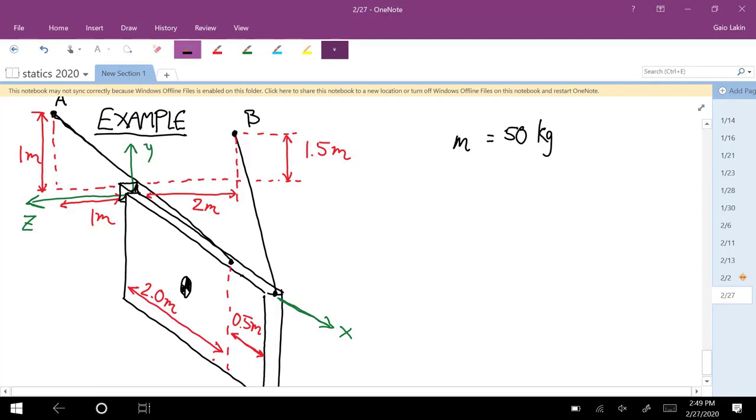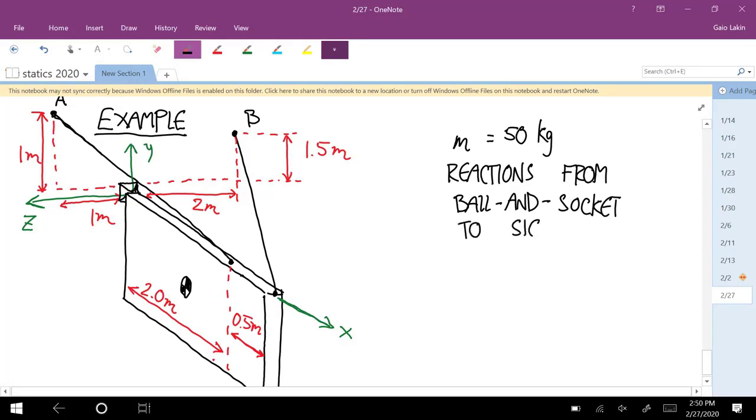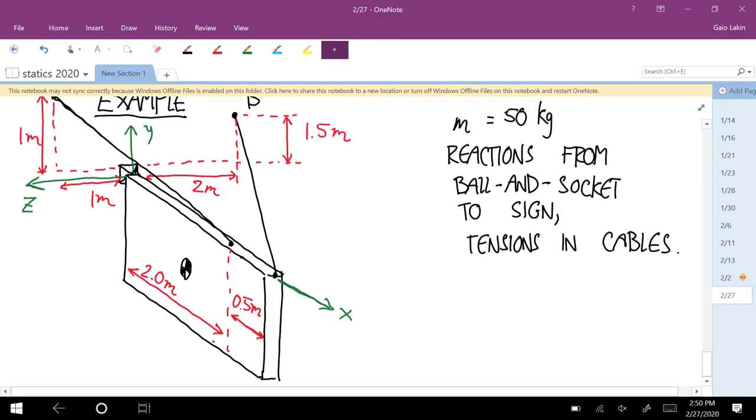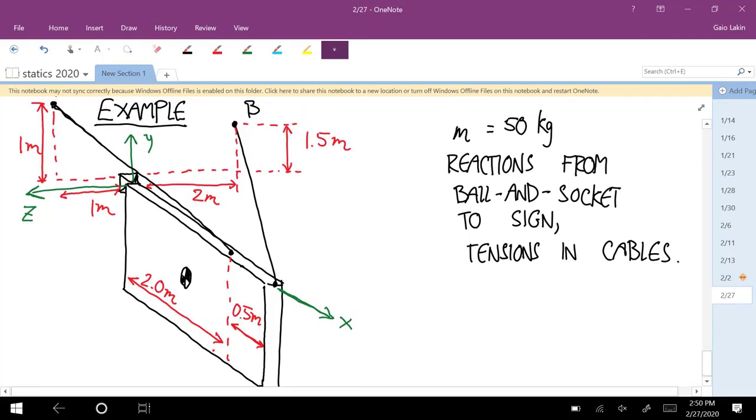And we want to calculate the reactions from the pin joint. Not pin, it's a ball and socket joint. Reactions from the ball and socket joint to the sign, and the tensions in those two cables. Okay, is everyone sort of with me on this?